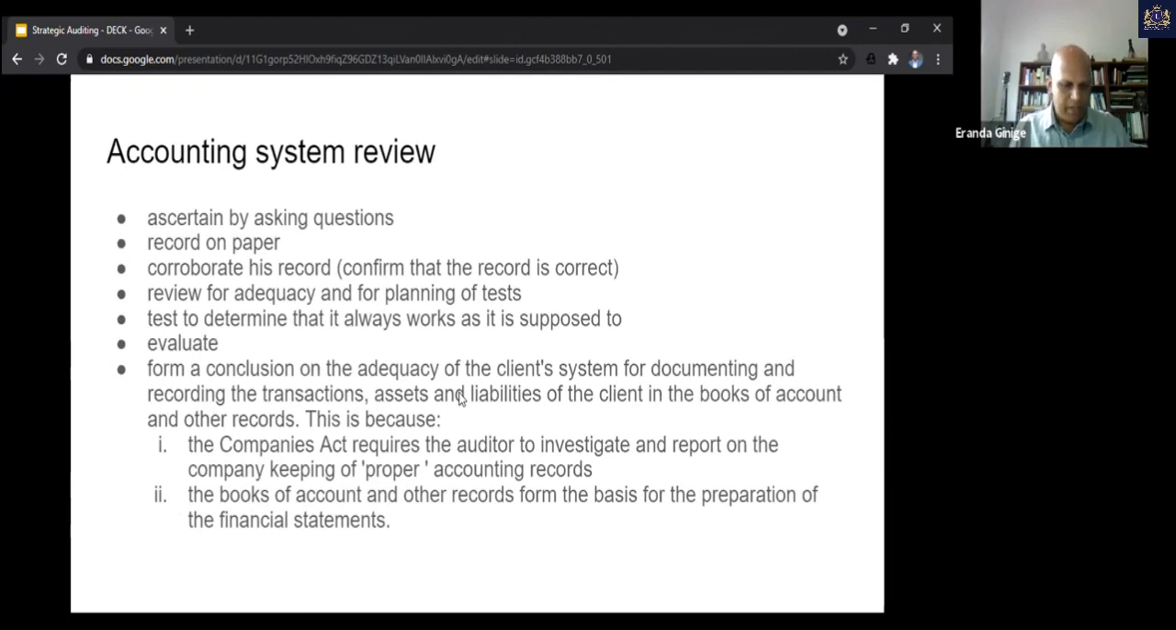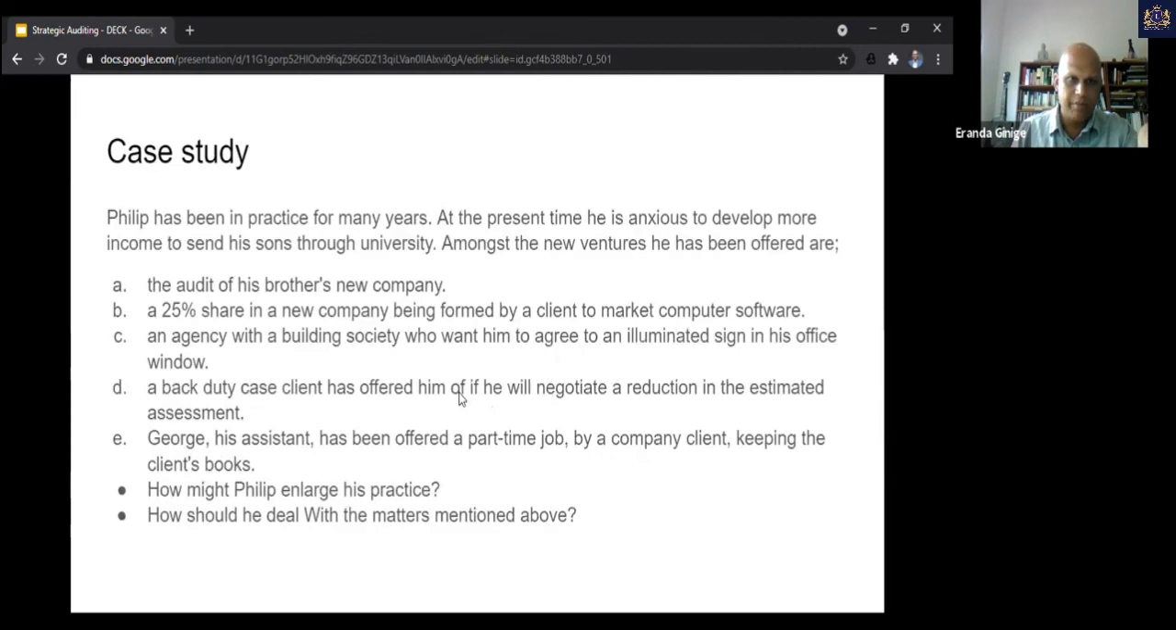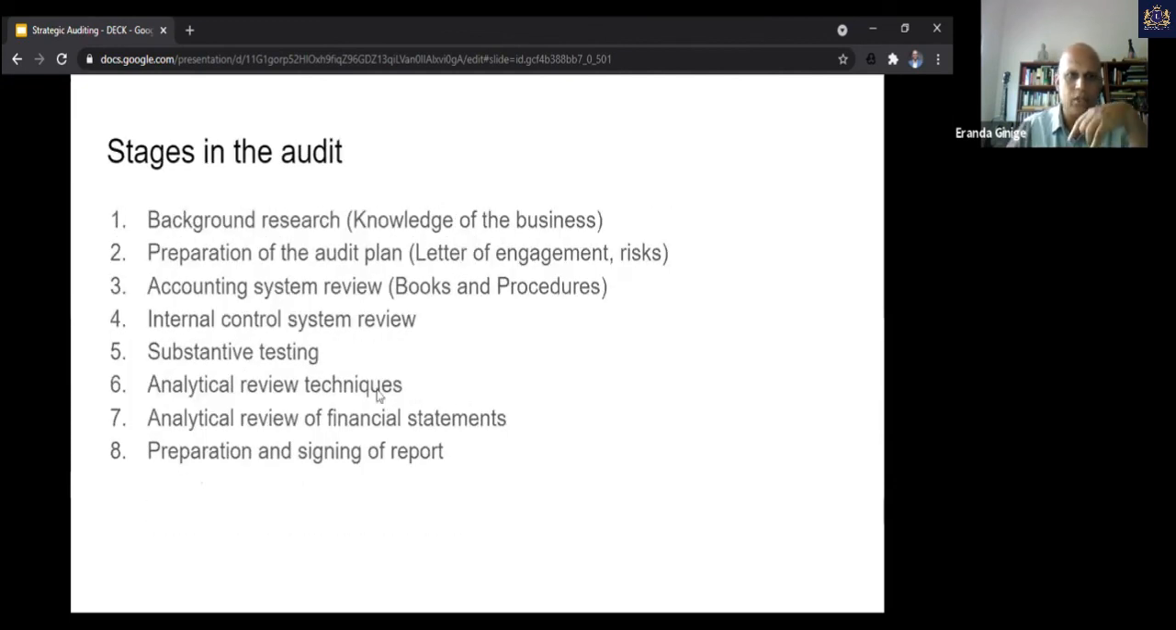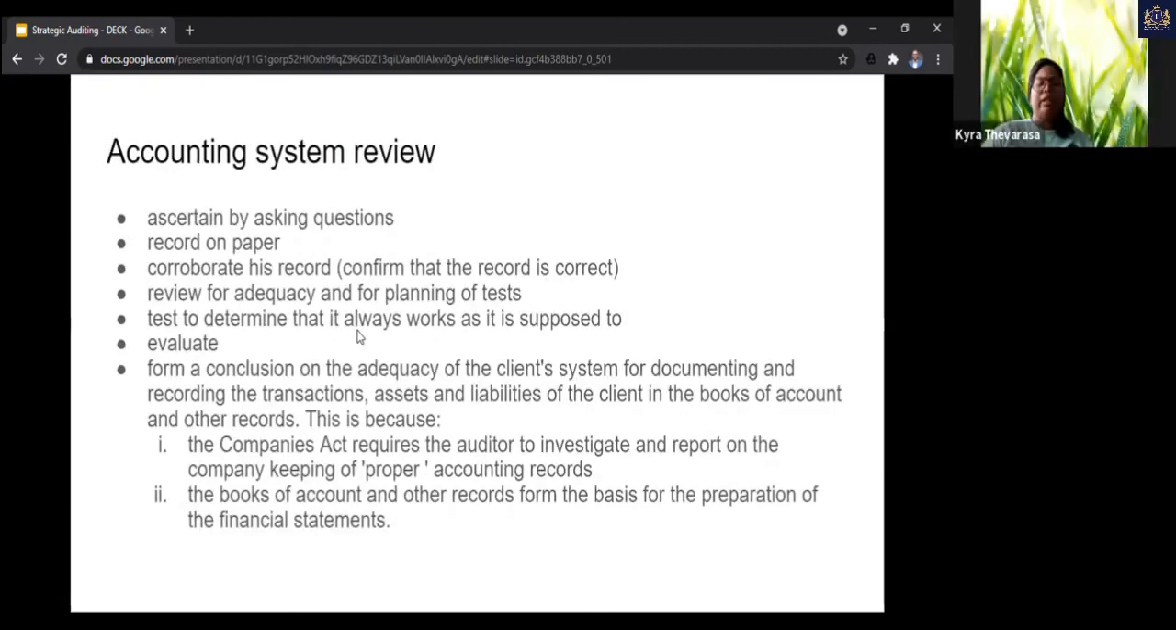And then what you're going to do is what is called the accounting systems review, right? In the stages you see accounting system review, and internal control system review, right? So these two things kind of happen simultaneously. All right, we'll have a quick read.